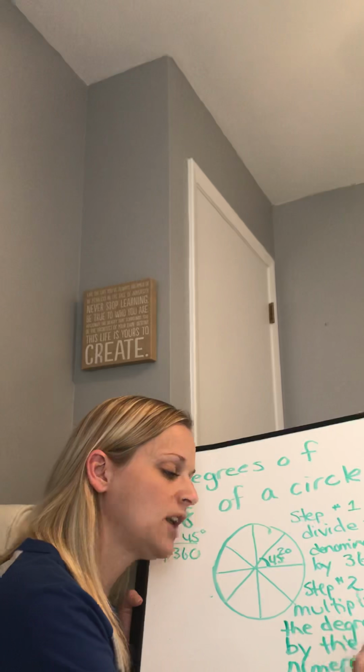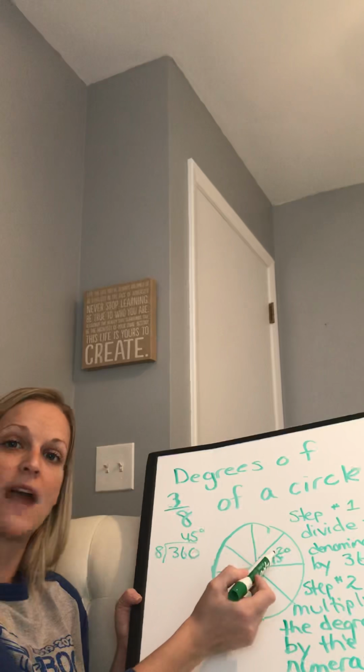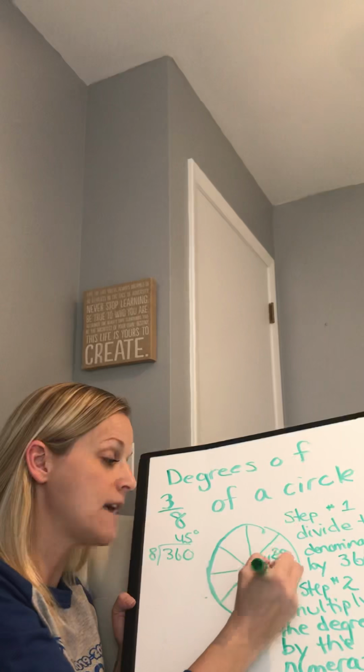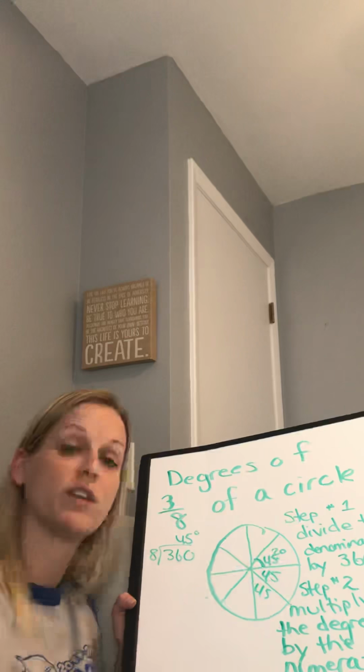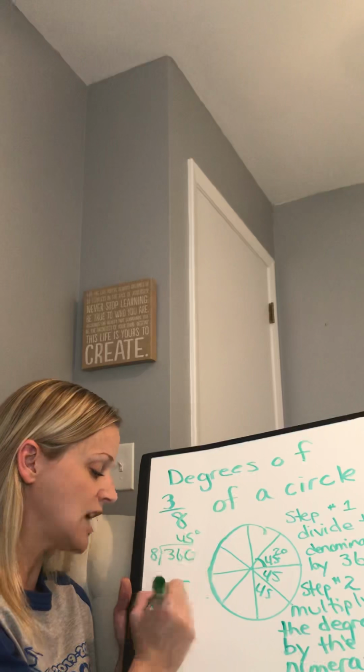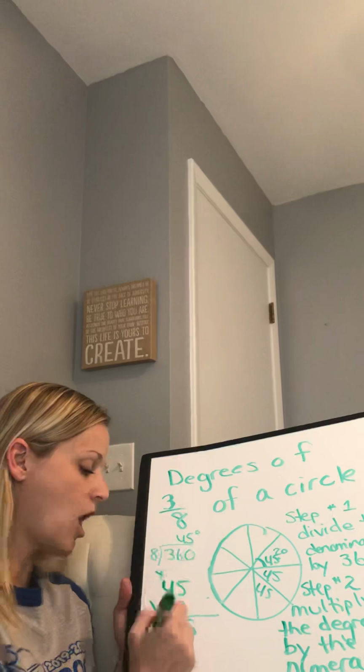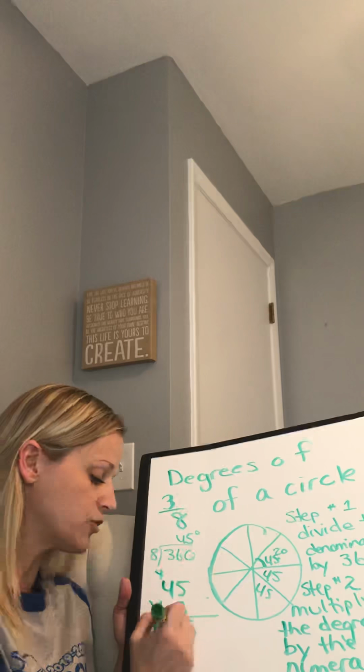Because I'm not talking about one piece of my circle, I'm talking about 3 of the pieces. So 45, 45, and 45. You could add 45 3 times, or you can multiply 45 times 3, which would give me 135 degrees. And that is my answer to that question. Okay? And you might see something like this on your quiz. So I'm going to do another one.